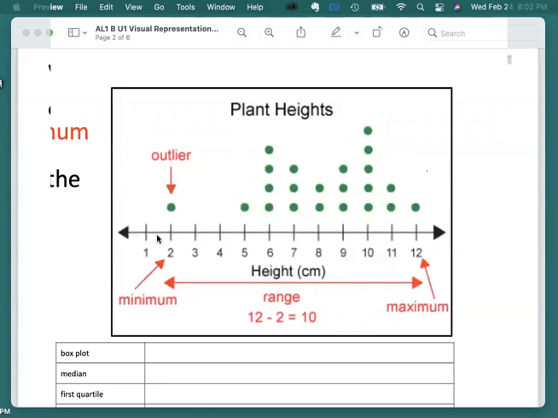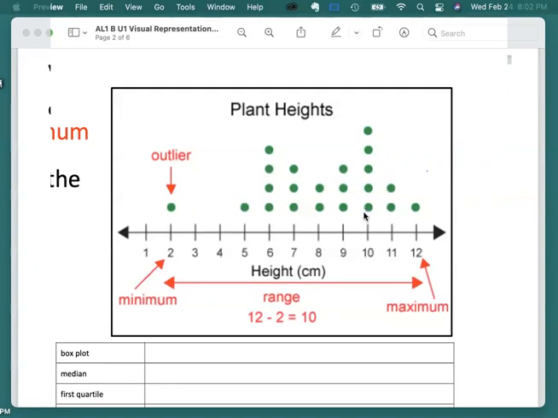So the range is like the X value. It goes from 2 all the way to 12. That would be the range. So from 2 to 12 is 10 spaces or 10 centimeters. The minimum is the lowest number, so that would be 2. The maximum is the highest number, which is 12. And the outlier is 2 because it's way off here by itself, not connected to the group.